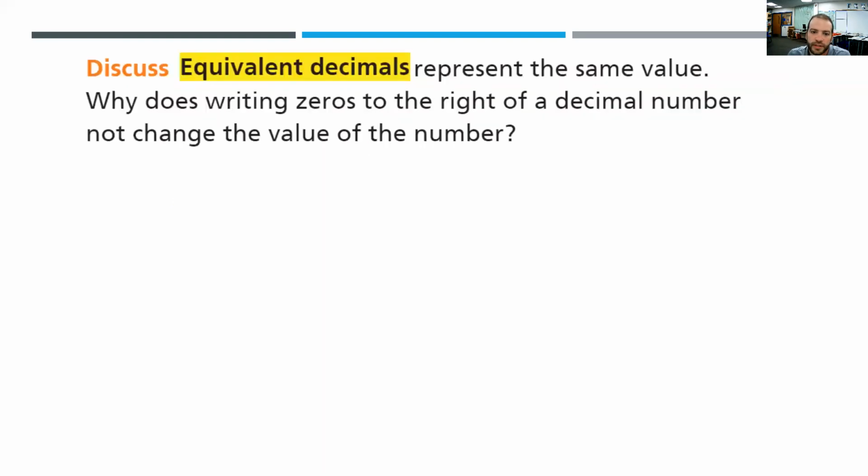All right, so equivalent decimals. We talked about that again. Why does writing zeros to the right of a decimal not change the value of the number? Because if 7's in the tenths place, it's 7/10. If you have the 0 after it, it's 70/100th. Same thing as 7/10. Well, if you have a 0 after that, it's 700/1000. Same thing as 7/10. Okay, so those zeros after it, it doesn't change the value at all.